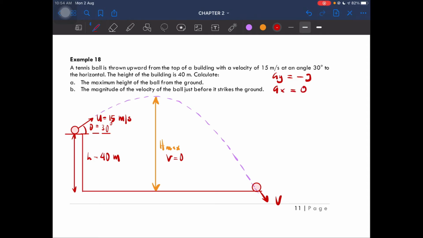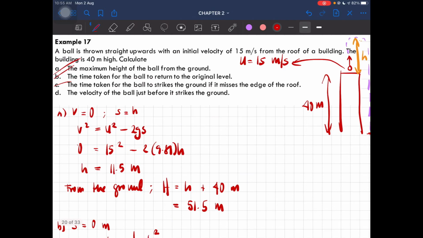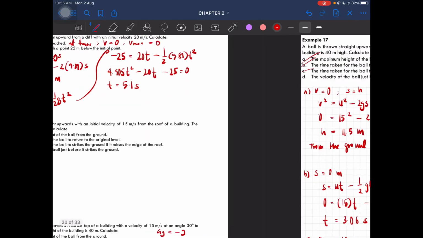Okay, so from here we can then find the expression for uy here, and then ux. Now ux is equal to u cos theta, and uy is equal to u sin theta. Okay, now we can find the maximum height. So how do we do that? Is by, hey, where is it? Oh, here.